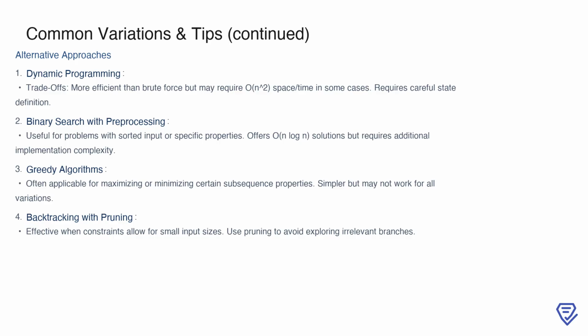Greedy algorithms can also be effective, especially for problems where you're trying to maximize or minimize certain subsequence properties. While simpler to implement, greedy solutions may not always work for all variations of the problem. Lastly, backtracking with pruning is a viable strategy for smaller input sizes. By eliminating irrelevant branches early in the computation, you save time and focus only on relevant possibilities. Each of these approaches has its strengths and weaknesses, and choosing the right one depends on the specific constraints and requirements of the problem at hand.